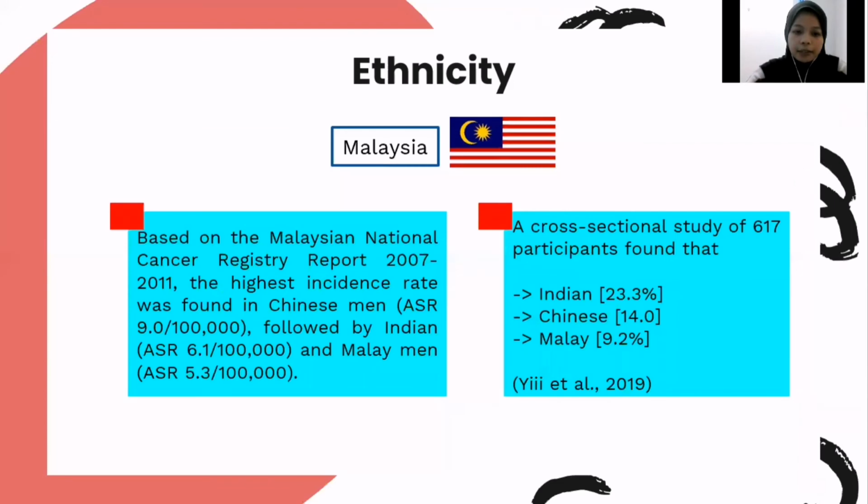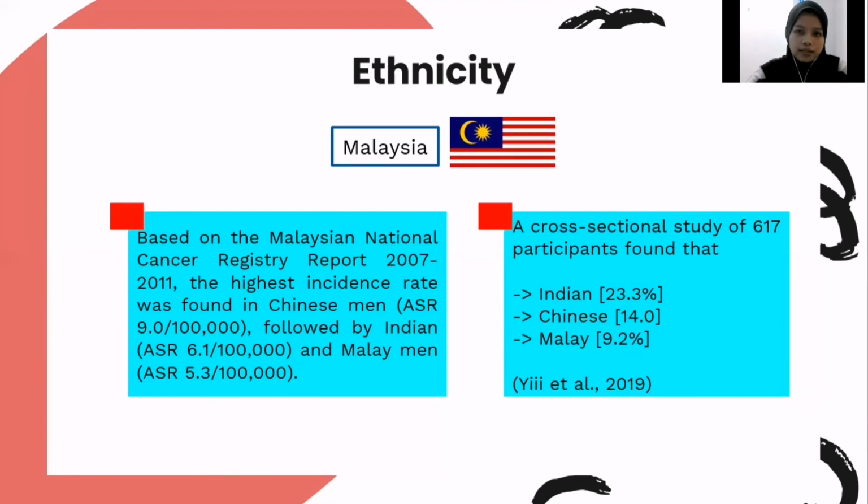Malaysia is a high middle income country in Southeast Asia, having a multi-ethnic population, mainly Malay, Chinese, and Indians. Based on the Malaysian National Cancer Registry Report 2007 to 2011, the highest incident rate was found in Chinese, followed by Indian and Malay. However, a recent cross-sectional study found that the Indian group had the highest percentage of prostate cancer cases. So the change in prostate cancer trend may be influenced by the difference of detection tools used to identify the prostate cancer.